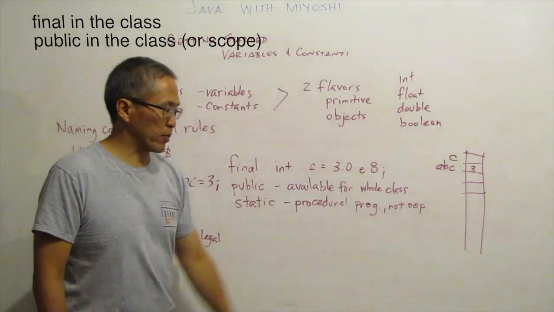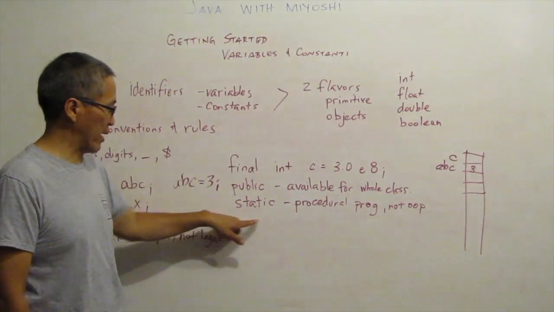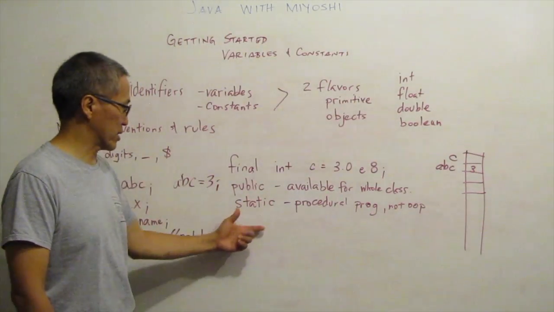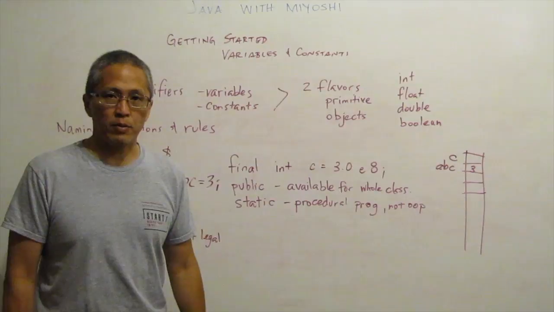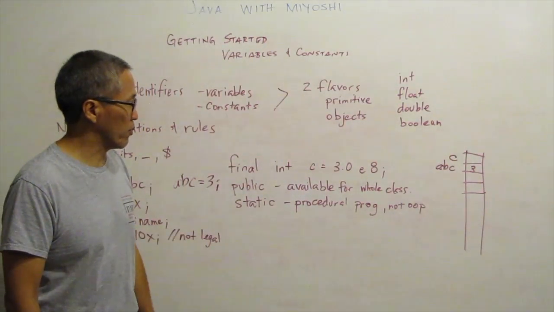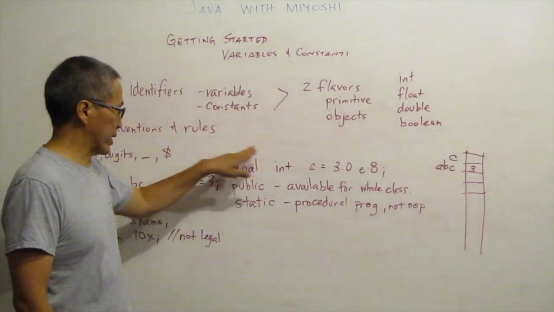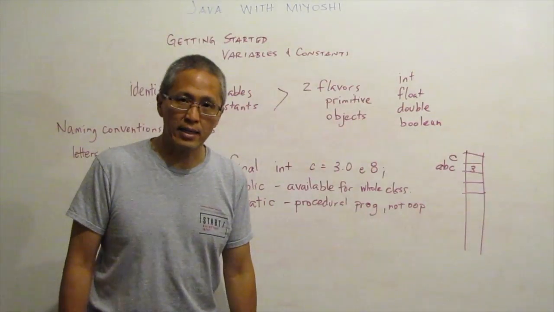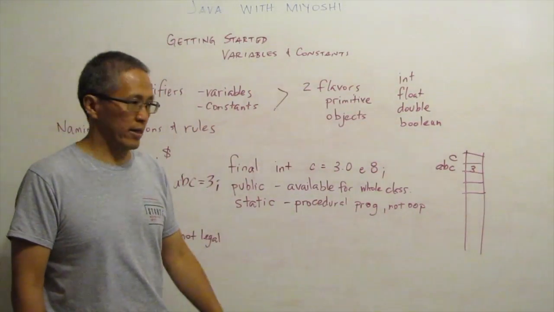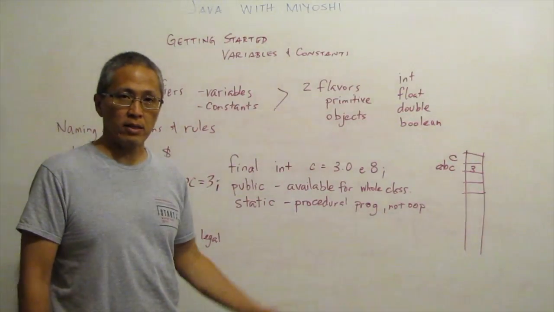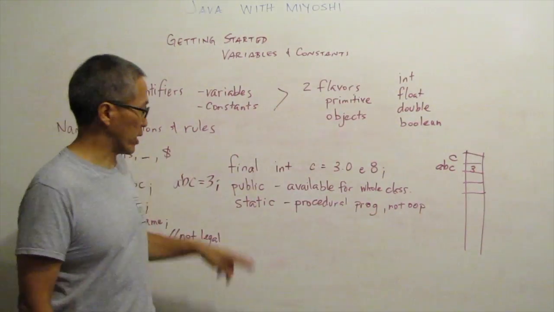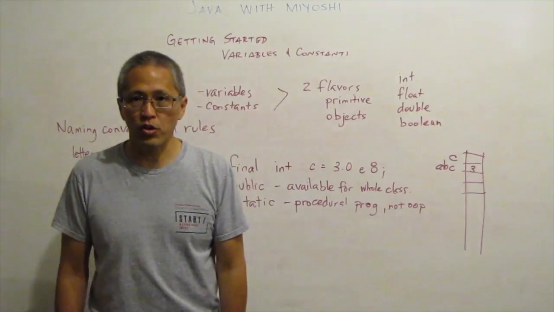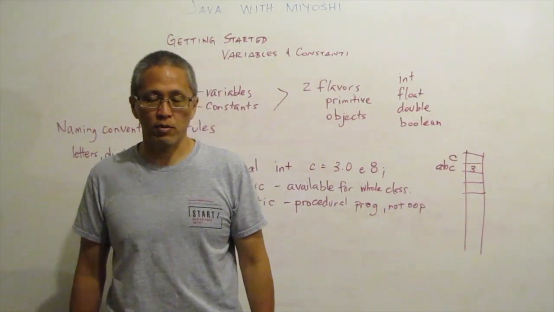And static says it's procedural programming, not object-oriented. So if I have a static variable, or a static class, or a static whatever, it just says, hey, this is kind of procedural. I'm not worried about this being object-oriented, and so forth. By the way, those keywords in the Eclipse IDE show up as magenta, and so if you see those magenta words, you'll realize, hey, I can't use that, so I couldn't use final or public or static or integer or float or double or boolean. I can't use those as variable names or as names of classes or those kind of things.